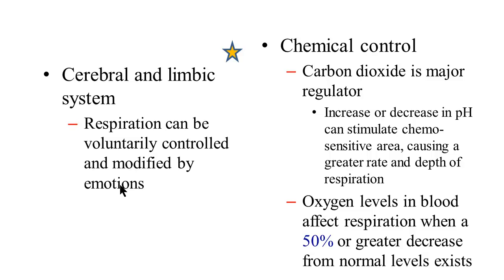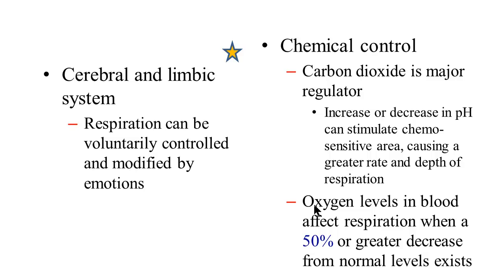and those too are other controls of ventilation. And we don't find that oxygen levels really affect the respiratory rate or depth until they get to be about 50% or greater from the normal levels of oxygen dissolved in the plasma. So it's really the carbon dioxide levels in the plasma that determine the respiratory rate and depth.